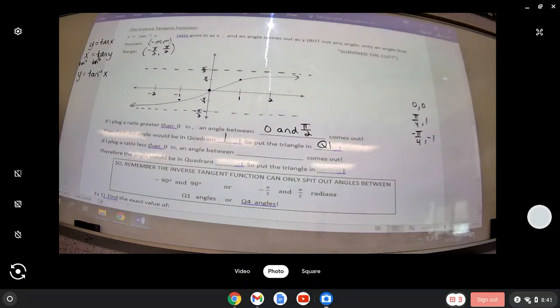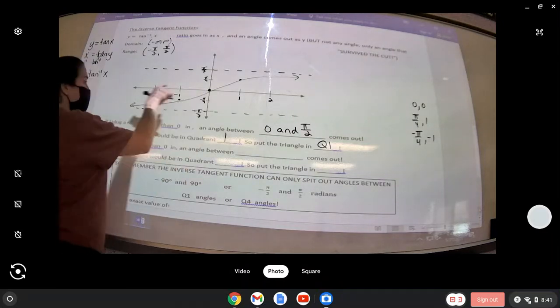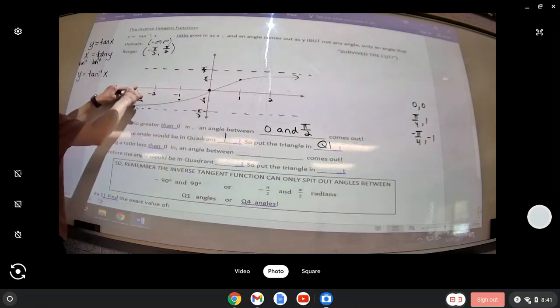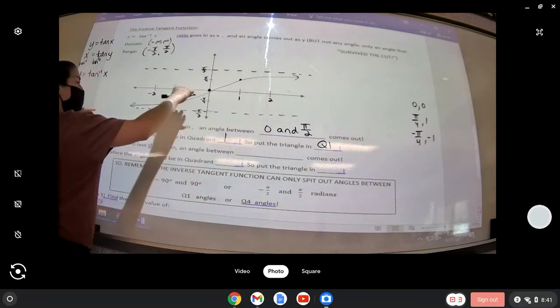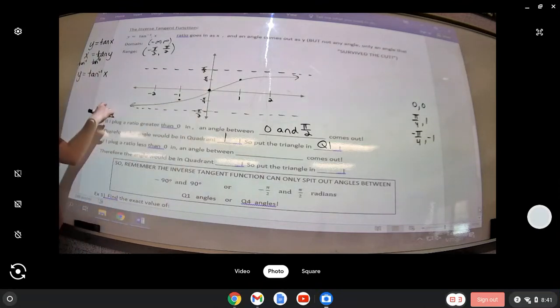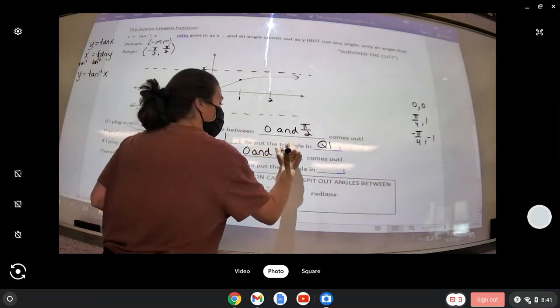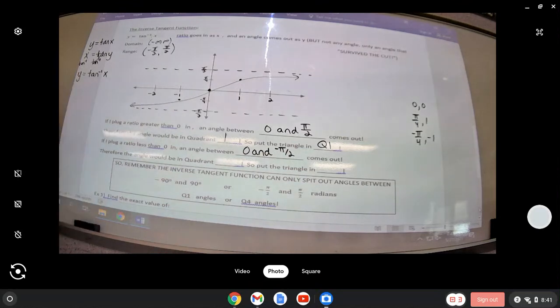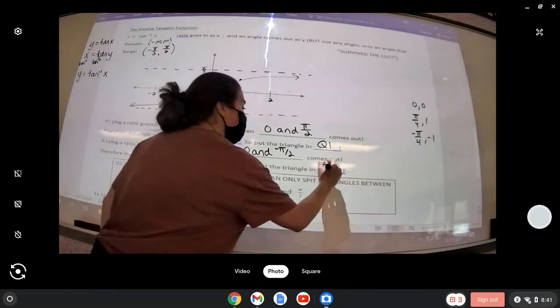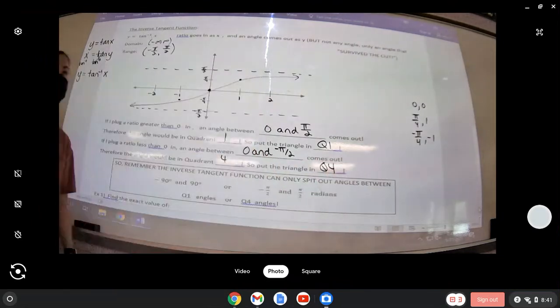angle. All right, if I plug a ratio less than 0 in, if I plug any of these ratios in, an angle between 0 and negative pi over 2 is going to come out of that function. And those are quadrant 4 angles. So you'd want to put your triangle or put your angle in quadrant 4. Okay? So again, it's going to feel a lot like the inverse sine.